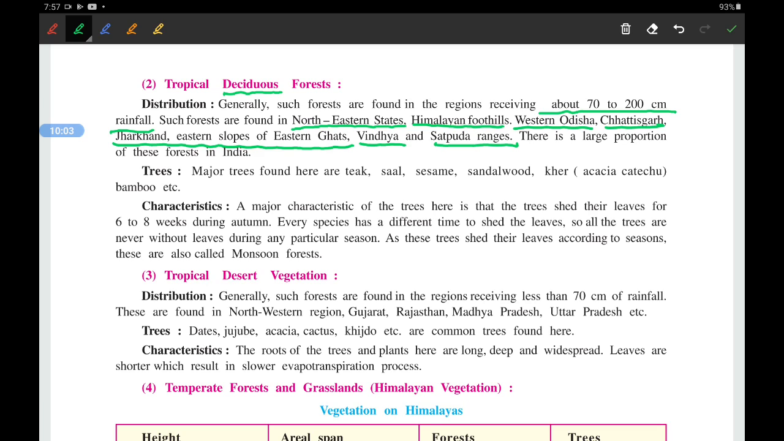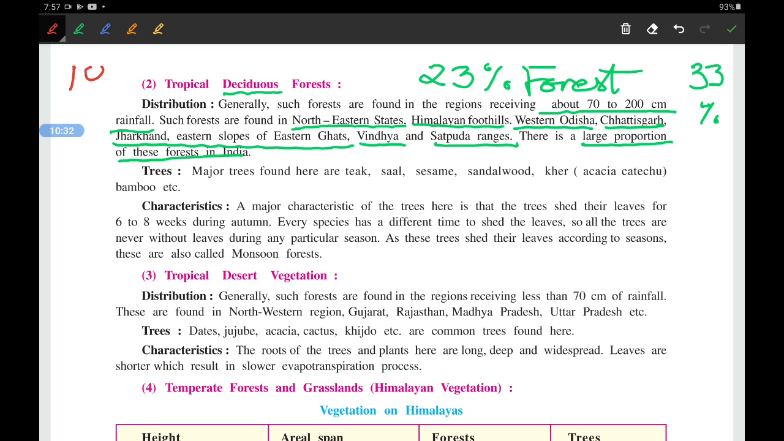There is a large proportion of this forest in India. You will be surprised that India has just 23 percent forest cover, while as per the forest policy 33 percent should be forest area. And what is the proportion in Gujarat? It is very low, just 10 percent, and that is alarming for us.